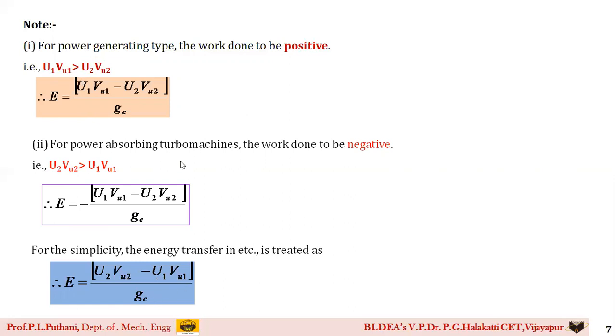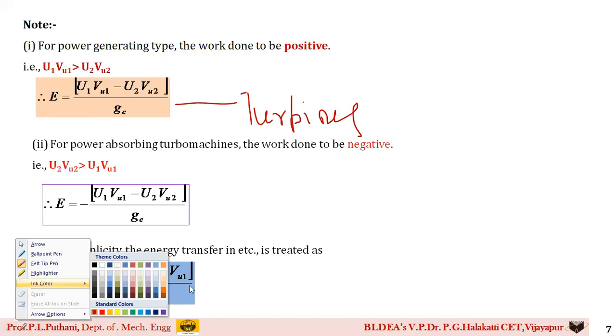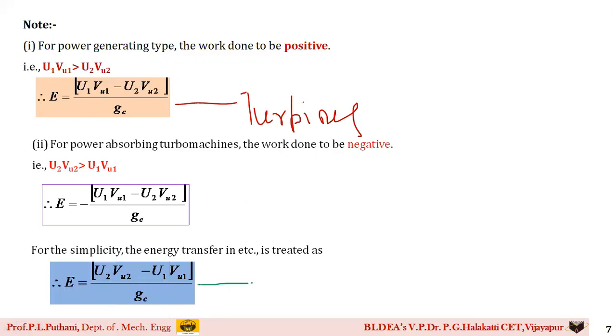by GC. Please do remember this particular equation which you are seeing right now on the screen. For power generating machines, especially turbines, we write the equation U1 VU1 minus U2 VU2. But for power absorbing devices, especially pumps, blowers and fans, the work has to be done on the system. That is the reason we get the negative work, and this is the resulting equation.